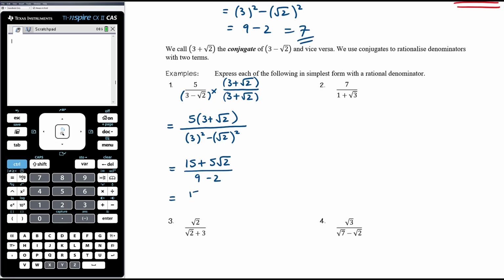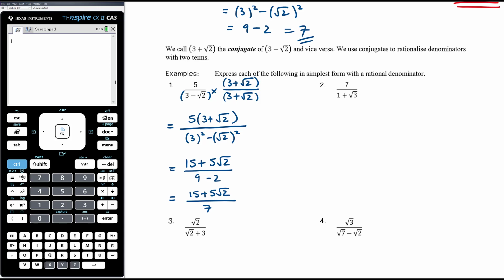So we've got 15 plus 5 root 2 over 7. No common factors between the numerator and denominator. There is a common factor of 5 on the numerator, but 5 doesn't cancel down with the 7, so there's no need to factor it out.